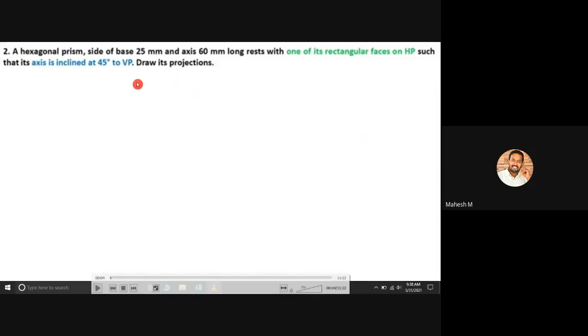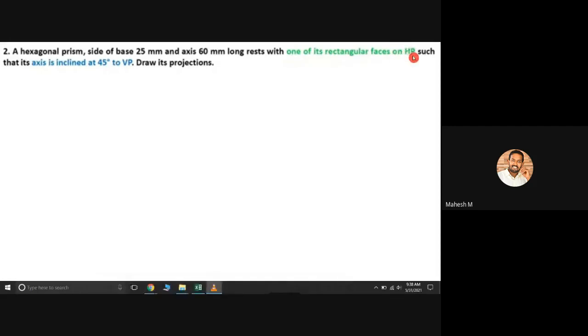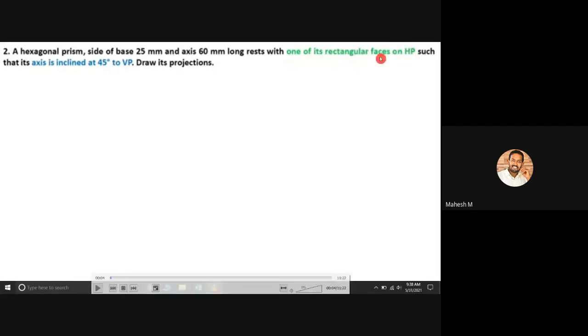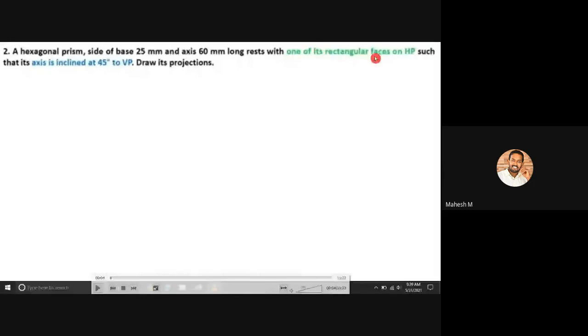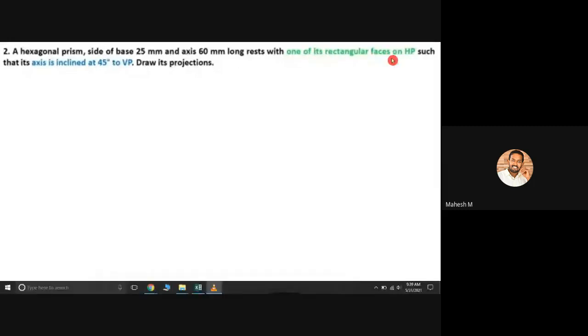Okay, so here I am going to show the hints. Please look at this green color highlighted word: one of its rectangular faces on HP. If you look at this, it will look like you have to draw your hexagonal shape in top view position, but please read the words carefully. One of its rectangular face. So the rectangular face is already mentioned. So if you are creating a rectangular face on HP, then your front view will look like a hexagon.